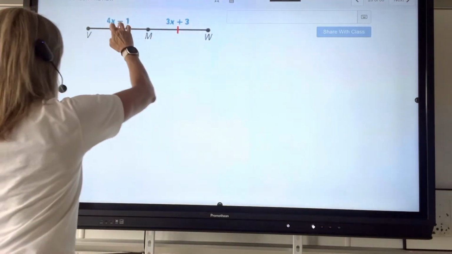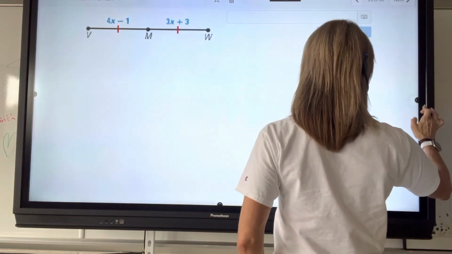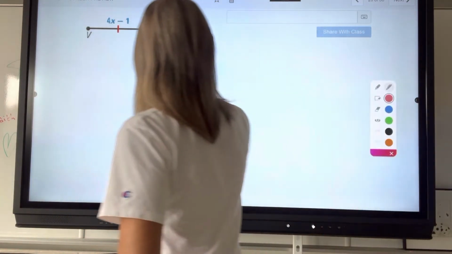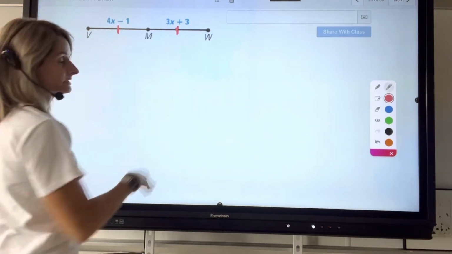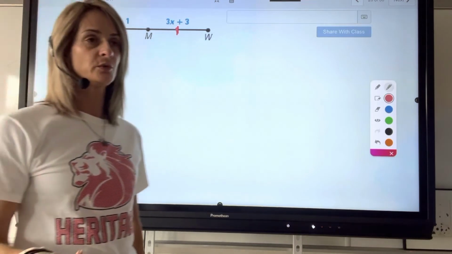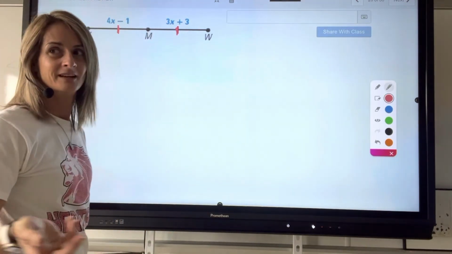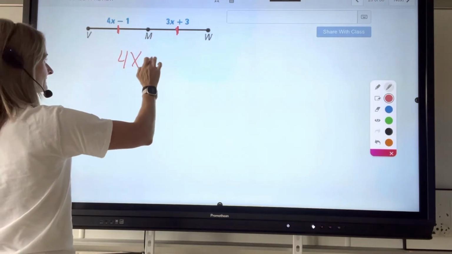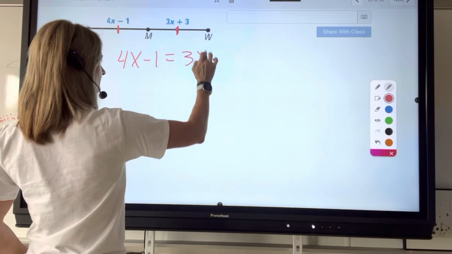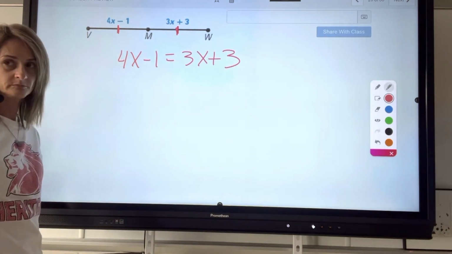What do these marks mean? Since they're the same length, since they're congruent, what's the equation that we're going to write? Thomas? Put an equal sign in the middle. 4x minus 1 should equal 3x plus 3, and we're not solving. We're just writing our equation. Any questions?